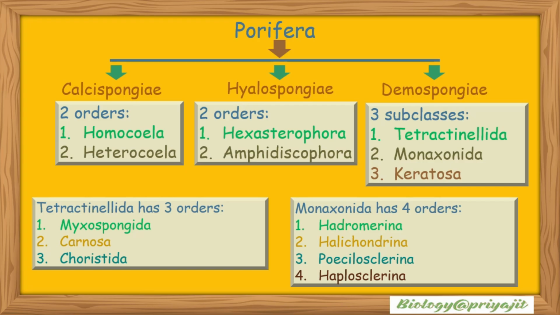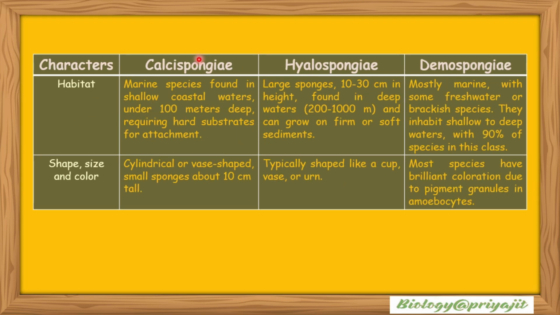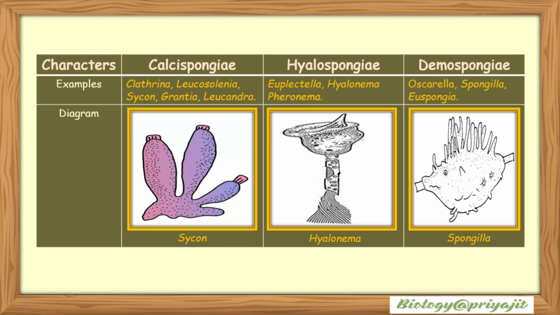Tetractylida subclasses have three orders: Mixospongida, Carnosa, and Corystida, and Monaxonida has four orders: Hadromerina, Helicondrina, Poecilosclerina, and Haplosclerina. These tabulated forms will help you to memorize the topic, that is, the differences between Calcispongy, Hylospongy, and Demospongy on the basis of spicules and canal system. These are also differences based on the habitat, shape, size, and color of the sponges. Their different examples are here, and the diagram is also shown here.